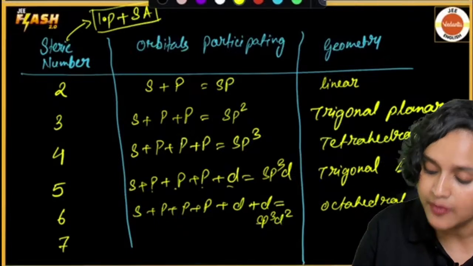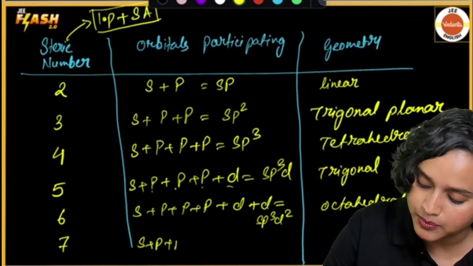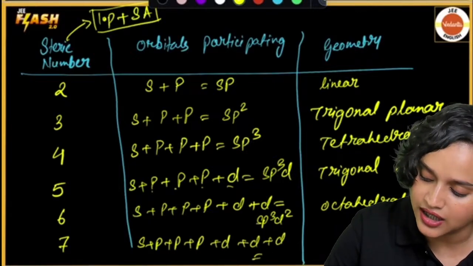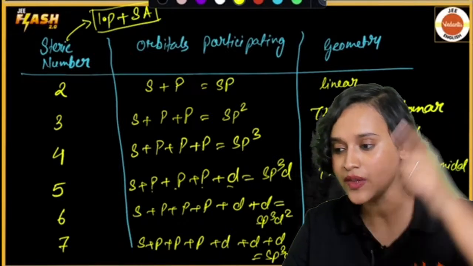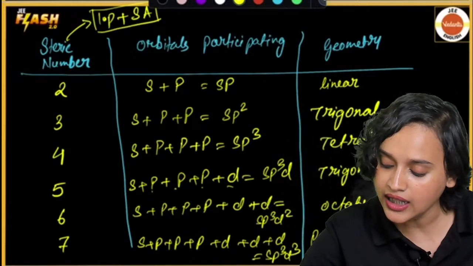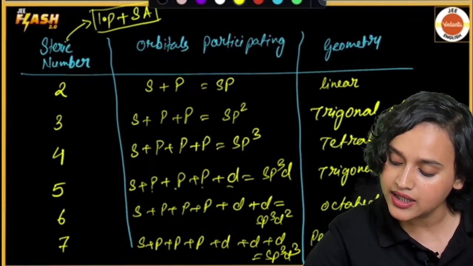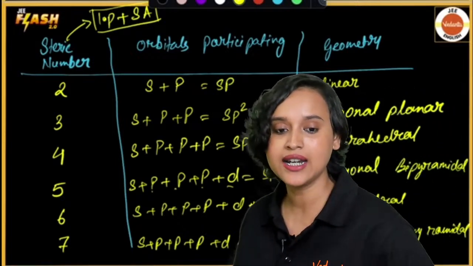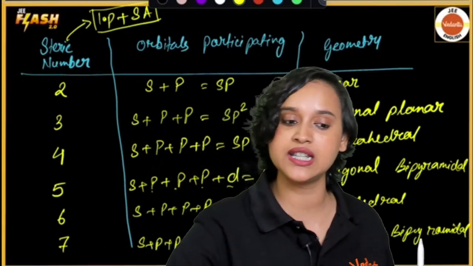And finally, we come to steric number 7, when we will have one s plus three p plus three d, which is sp3d3 hybridization. This will be pentagonal bipyramidal, right? Very good, well done everybody. Do we all understand this? This was easy.